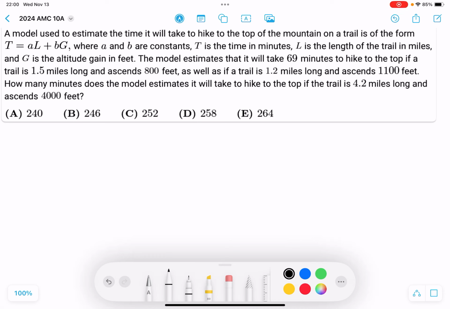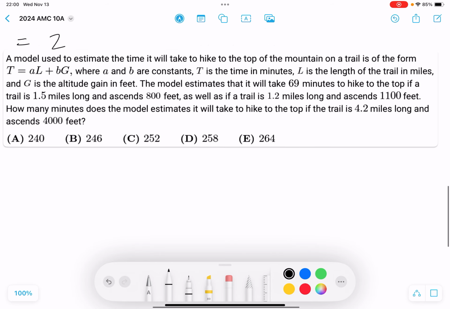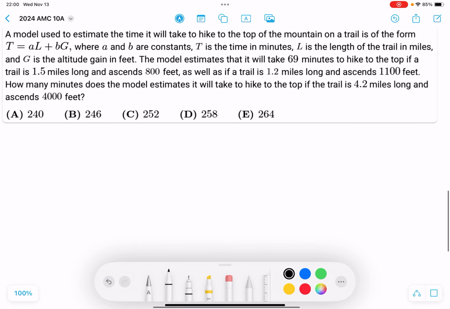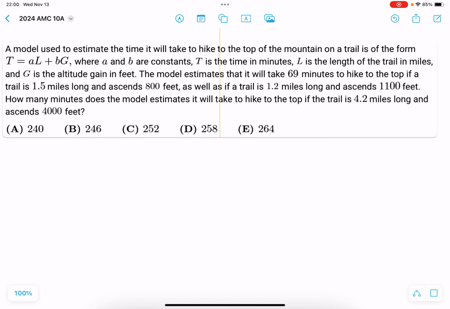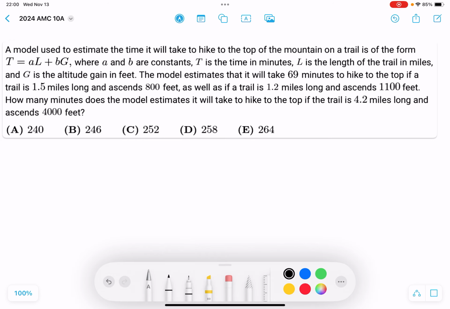This is 2024 AMC 10A problem 2. A model used to estimate the time that it would take to hike to the top of the mountain on a trail is of the form T equals AL plus BG, where A and B are constants, and T is the time in minutes. L is the length of the trail in miles, and G is the altitude gain in feet.